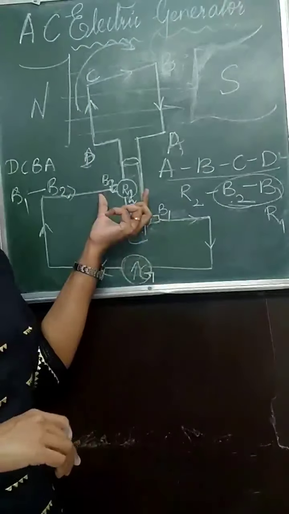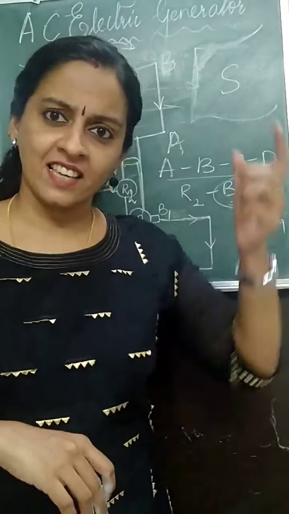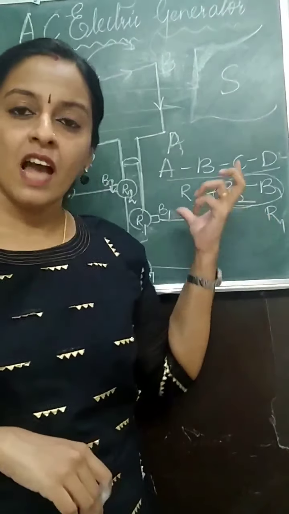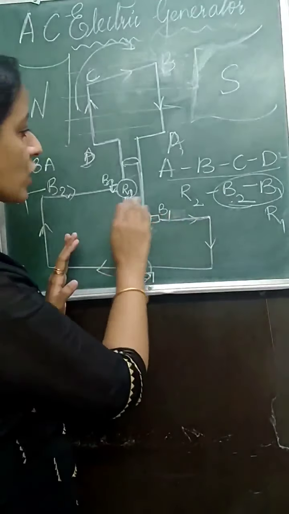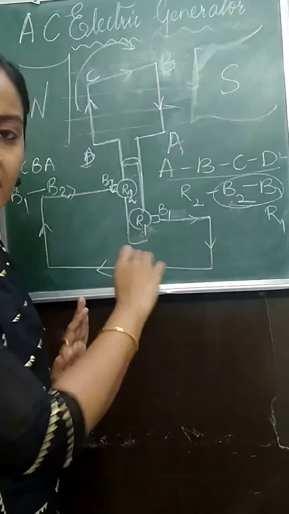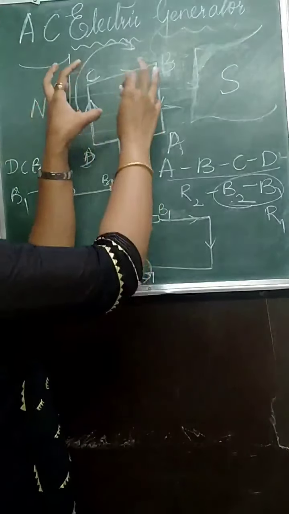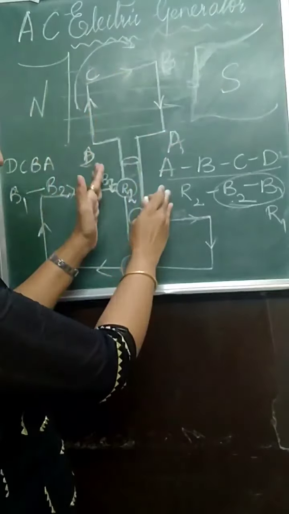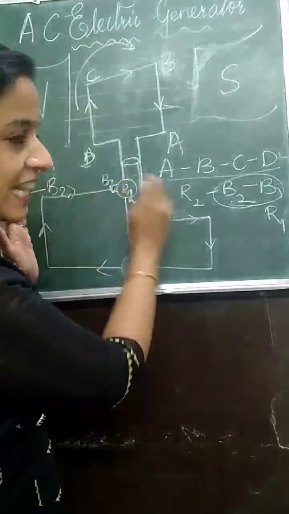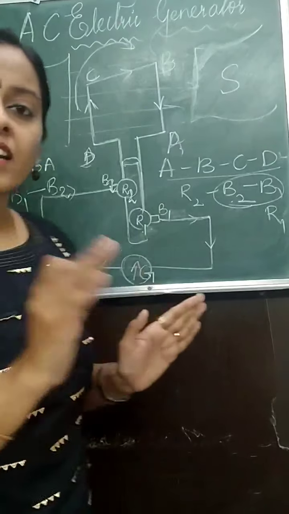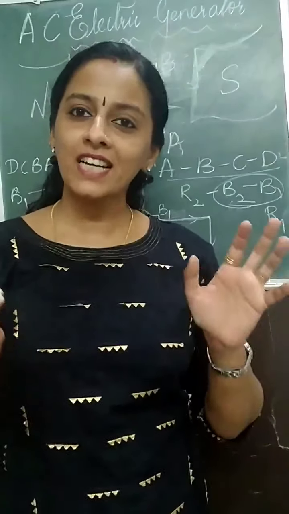In place of slip rings, you will use split rings. Same diagram of electric motor. You will use split rings. And because of the split rings, the direction of current in the external circuit will remain the same, because the split rings will not move along with the ends of the coil. It will remain there only. So the direction of electric current inside will change, but on the outer circuit, the direction of electric current will remain the same.